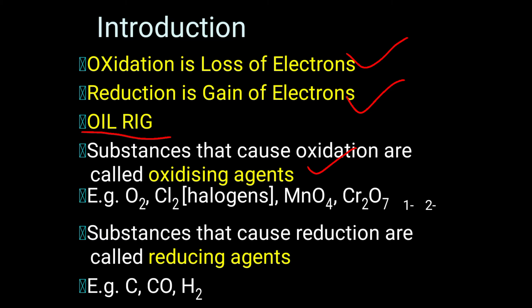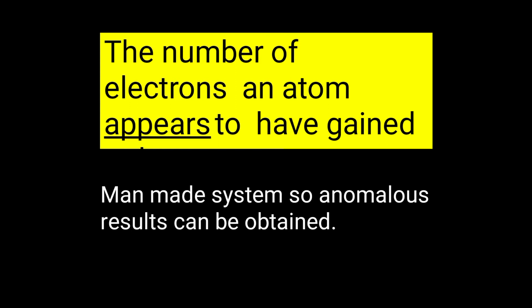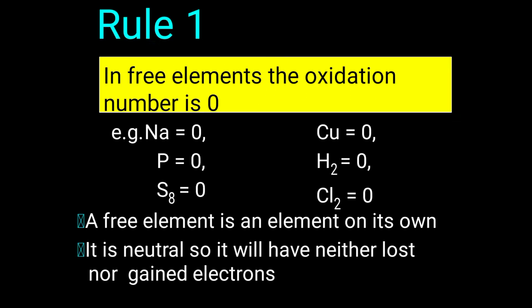Substances that cause reduction are called reducing agents. For example, carbon monoxide, H2, lithium aluminum hydride, and sodium borohydride are examples of reducing agents. For reduction, we use a reducing agent, and for oxidation, we use an oxidizing agent, which helps to carry out oxidation and reduction. So, it is the number of electrons an atom appears to have gained or lost.